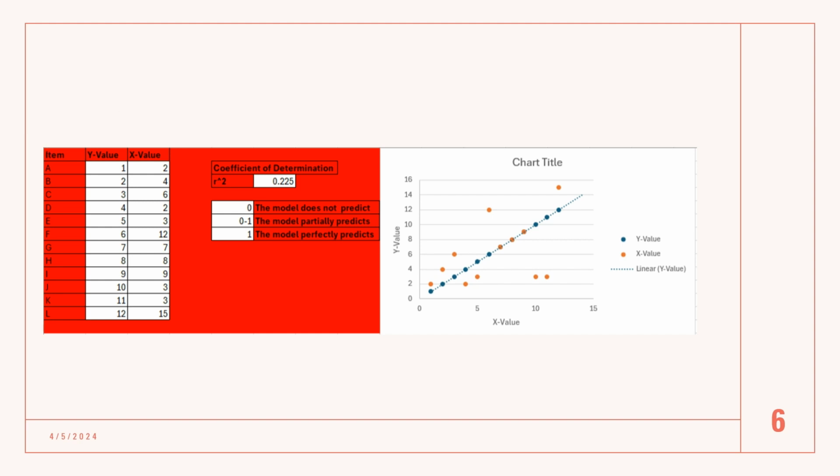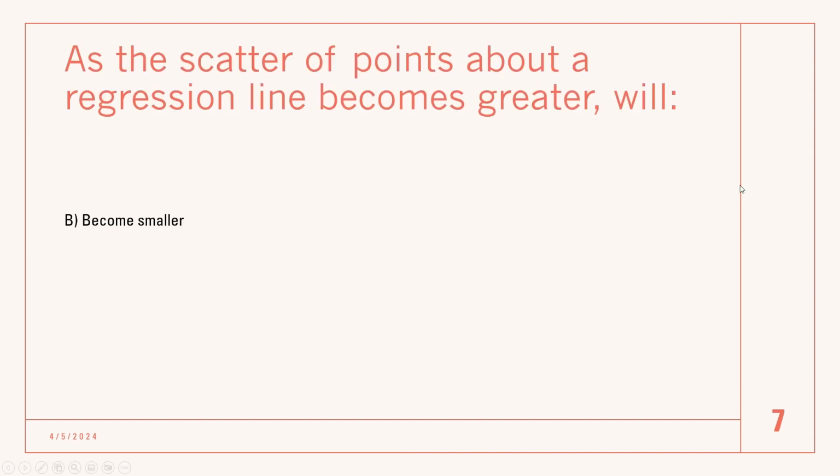So what we can determine from this is that as the scatter of points about a regression line becomes greater, the R squared value will become smaller.